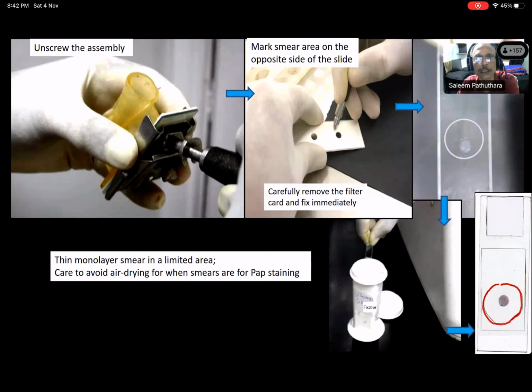The assembly is made by putting the funnel inside the steel clips, and we have to charge the machine and run it. After the run ends, the slide is taken, and you can see a small, thin monolayer smear prepared in the 6 mm area, and it is immediate. We have to etch the smear area behind the slide so that we can identify exactly where the smear is even after mounting. So a thin monolayer smear in a limited area is the advantage. Care is needed to avoid air drying artifacts in the smear for Pap staining. One slide can be an air dried smear, meant for Giemsa staining.